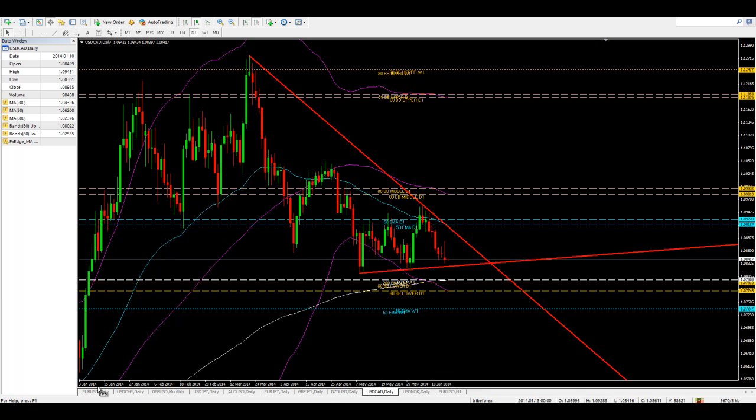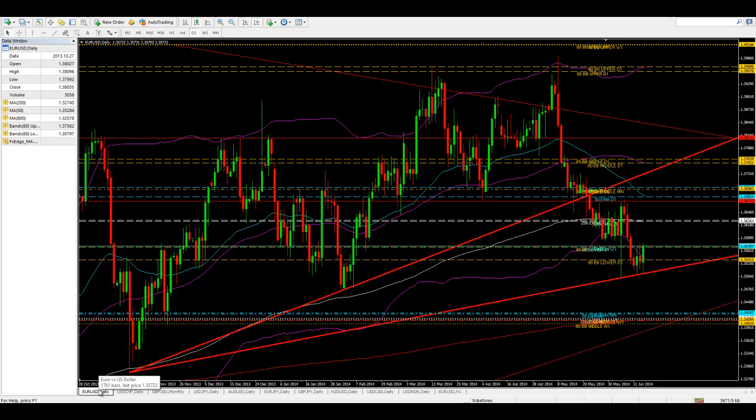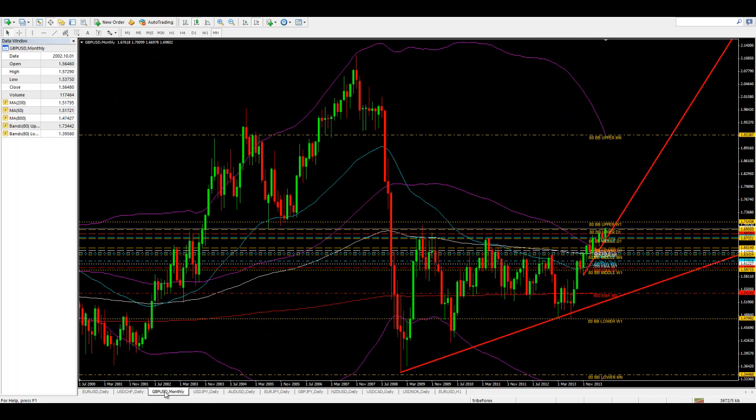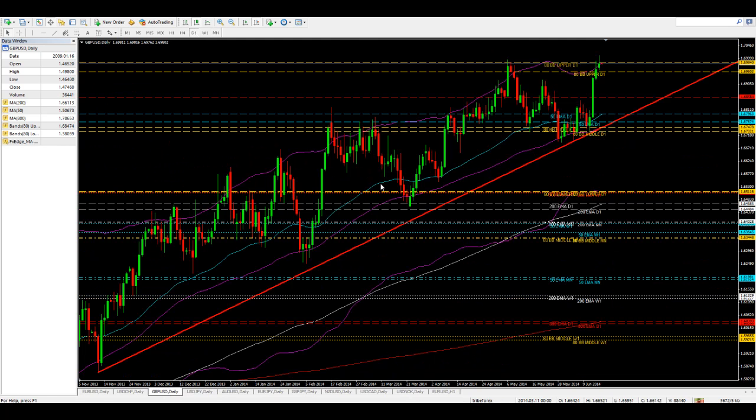So I sound like a broken record, but that's what we got. Consolidation on the euro dollar, consolidation on the dollar Swiss. Let's take a look at the daily again on the pound dollar. Not so much on this pound dollar. We're going to wait and see what happens, but it did close within the other bars, so could be consolidation there as well. We'll have to wait and see how that plays out. That's the only one I'm not going to call.